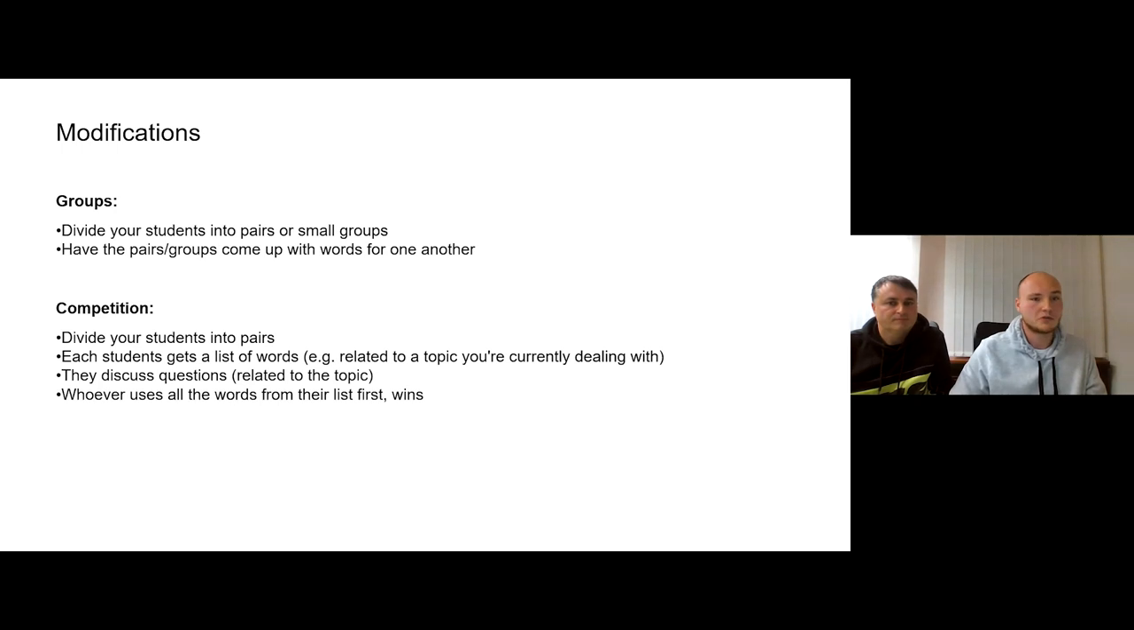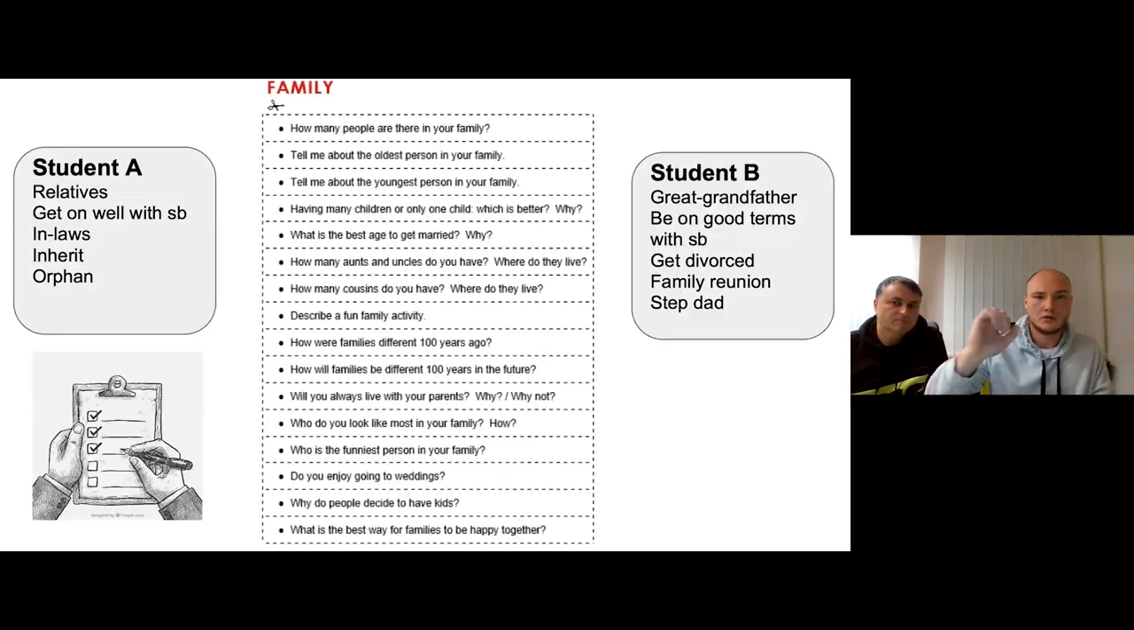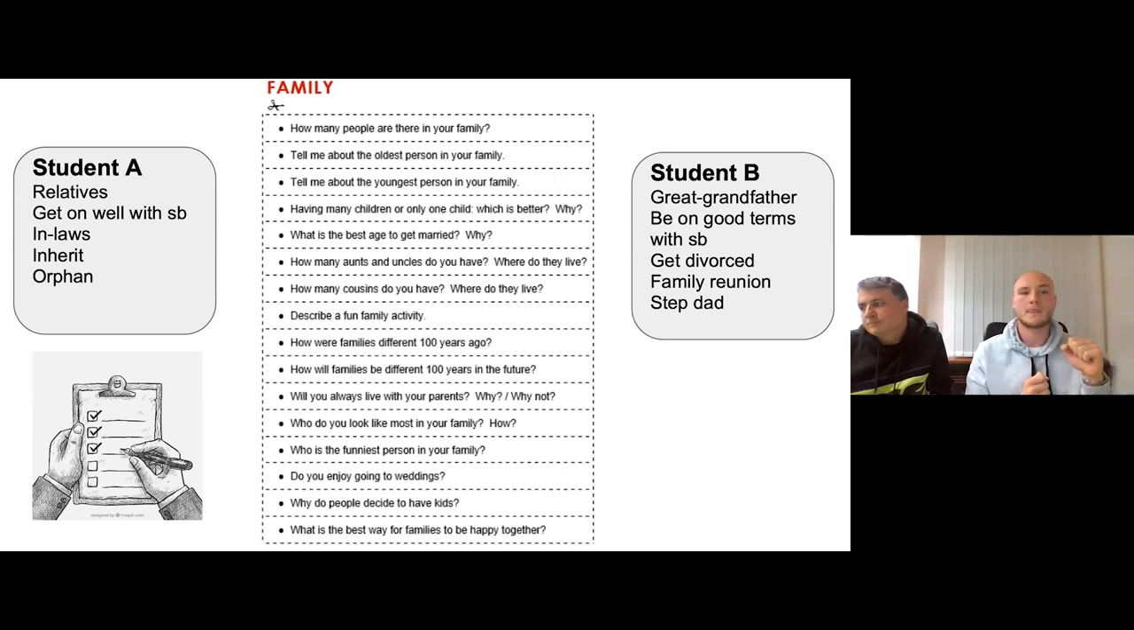And you can also turn it into a competition, and I'll show it to you here. Again, you divide your students into pairs, so you have student A and student B. What you do is give them questions related to a topic that you're currently dealing with. In this case, it is family and relationships. Each student gets a list of words, and they have to discuss the questions and use all the words they have on their list. And whoever does it first wins.